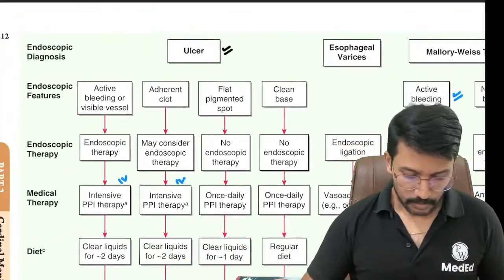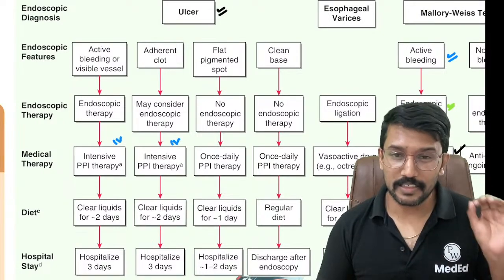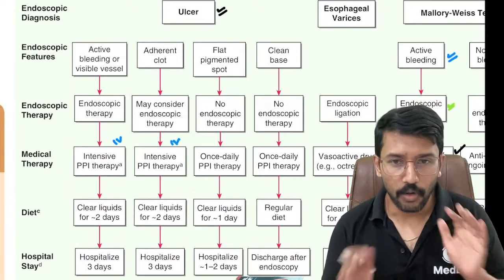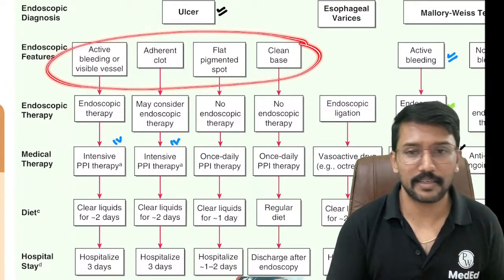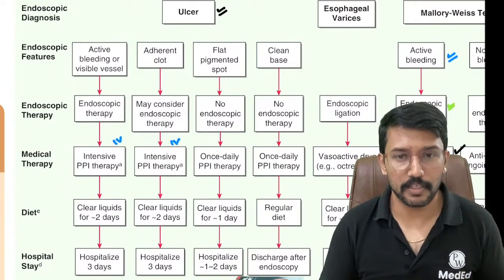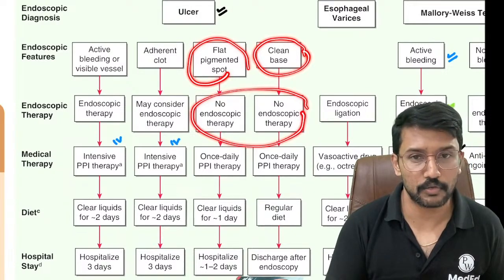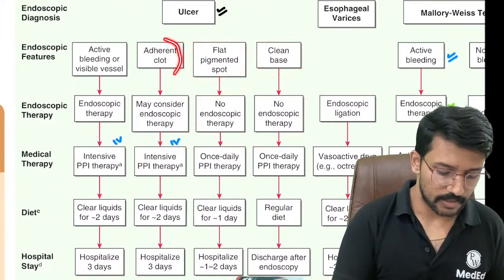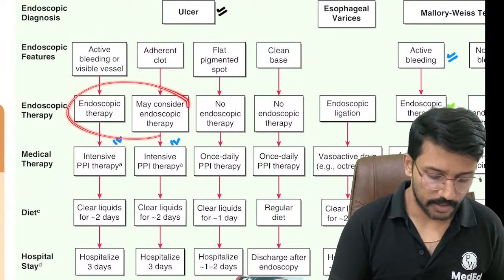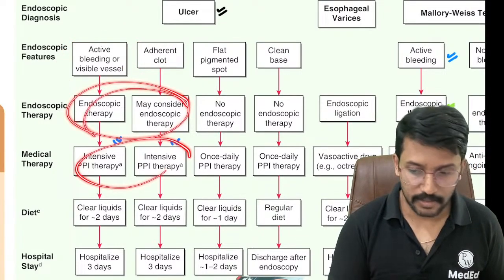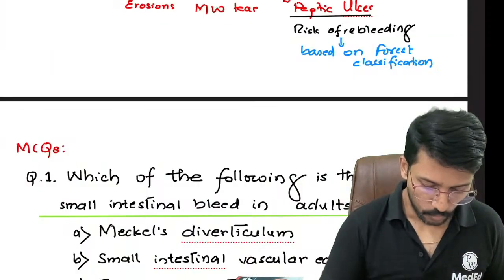Okay. So that will be an approach whenever we have a patient presenting with ulcer as the cause for upper GI bleed. All I need to do is do a Forest classification to understand the risk of rebleeding, and if the risk of rebleeding is low, that is the clean based ulcer or flat pigmented spot, there is no need for endoscopic intervention. If there is an adherent clot, active spurting blood vessel or a visible blood vessel, it might require the IV PPI and the endoscopic intervention. Clear?